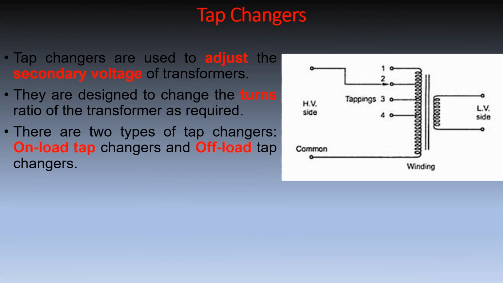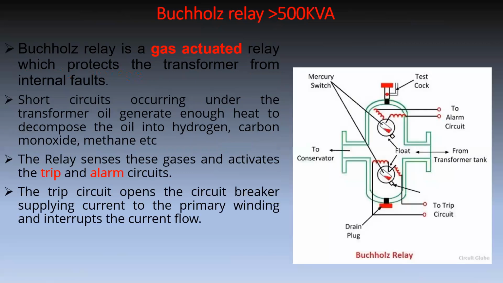When the transformer is in loaded condition, we can change the tap at that time, or if it is in off loaded condition, without the load, we can also change the tap. So this is the tap changer, which is used for different output or secondary voltages, for adjusting the voltages for different applications. The next one is very important, called the Buckholz relay.